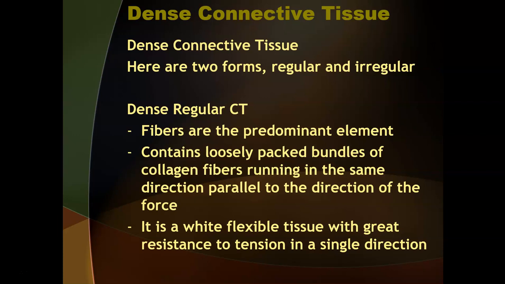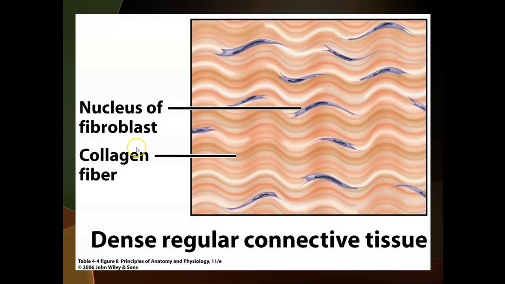direction of the force. So if we have a tube of dense regular connective tissue running from left to right on the screen, that means that we have bundles of fibers running parallel to that tube, meaning the same direction of the force. So this is where we find tendons of muscles. It is a white flexible tissue with great resistance to tension in a singular direction. So we see this wavy configuration, which I'll speak to you about here in a moment. And then we'll see that everything's running parallel.